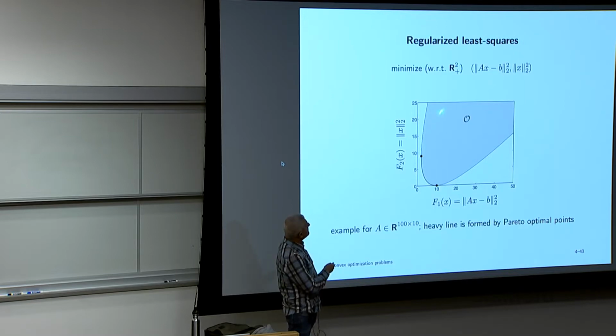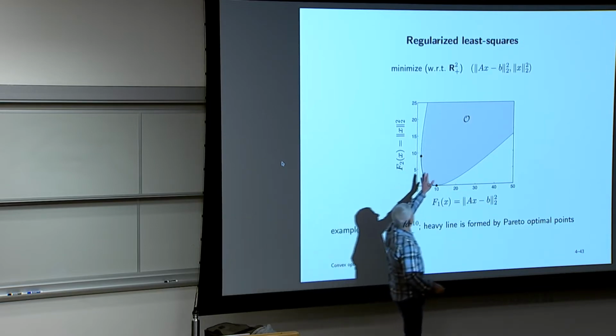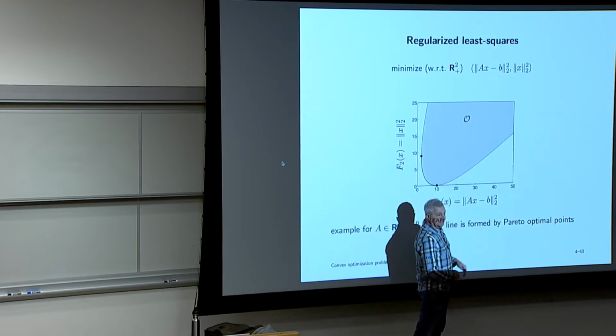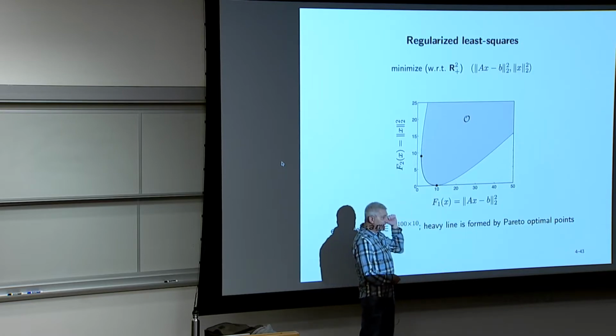But in principle, what we did is we took all x's in Rn, we evaluated that number and that number. That's a 2 vector, and I put a dark spot wherever that happened. Everybody got it? And so this is what's achievable. Now, everything up here is ridiculous and silly, right? Because the semantics is left is good, down is good, right?